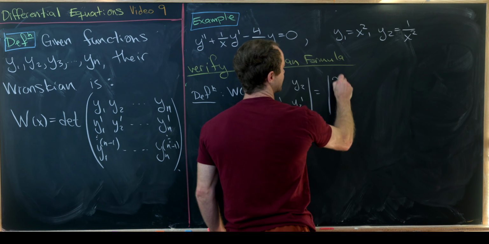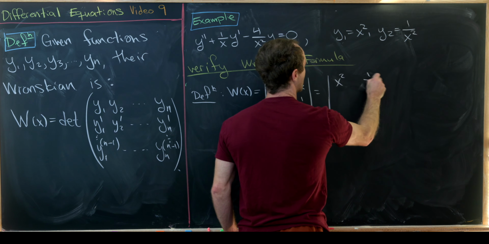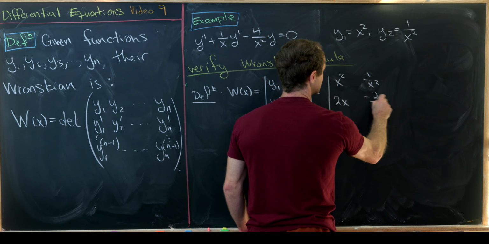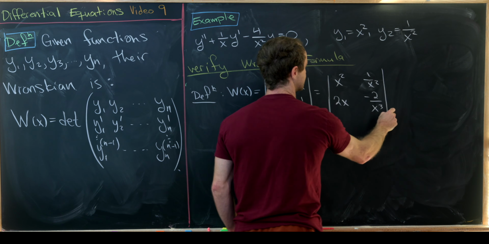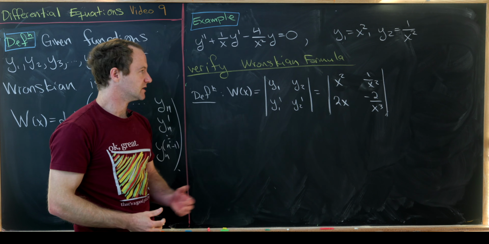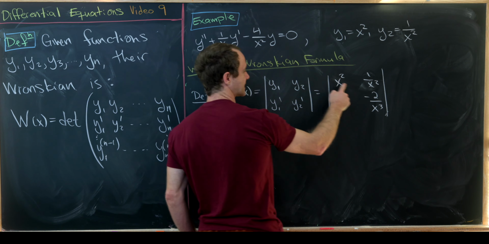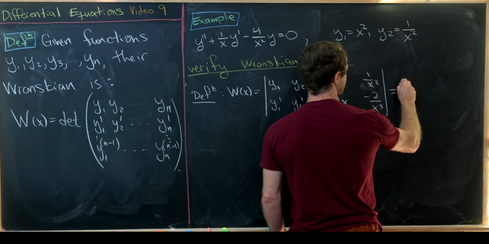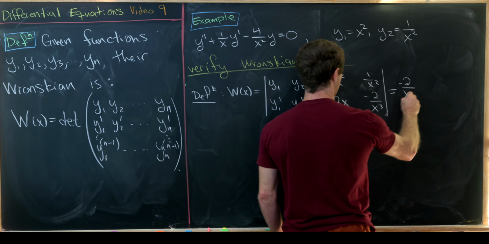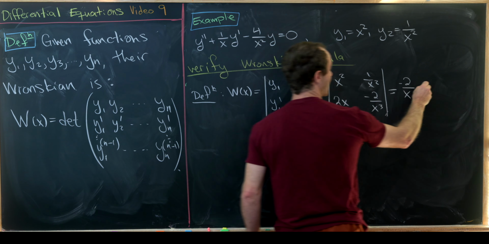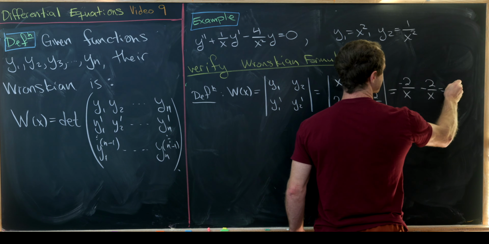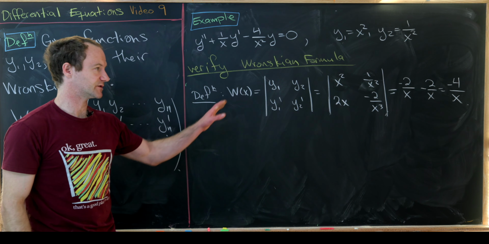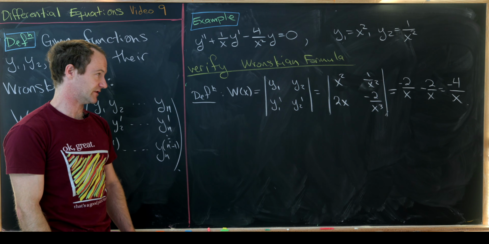So that's going to be the determinant of x squared, 1 over x squared, and then here we have 2x, and then minus 2 over x cubed. Okay, nice. So taking the determinant, we have x squared times negative 2 over x cubed. So that's going to give us negative 2 over x. And then it's going to be minus another 2 over x. So in the end, that gives us minus 4 over x. Okay, so that's the Wronskian from the definition.